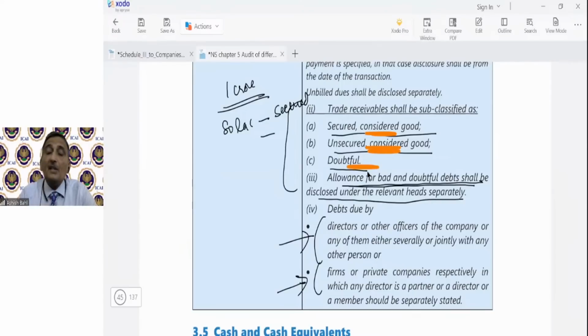Yes, Swati, the aging report is to be prepared by the company. It is part of the internal control system. That's a good question. It is prepared by the company. The auditor has to analyze it. He has to go through it.